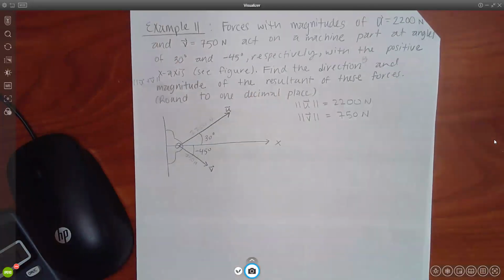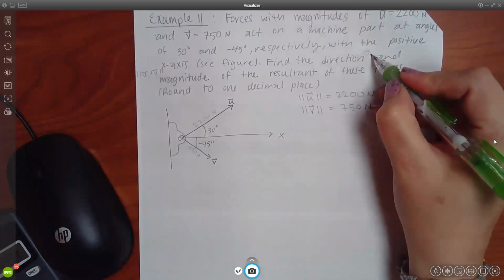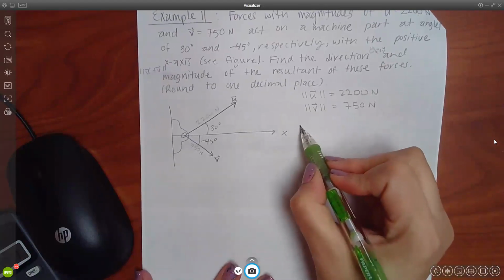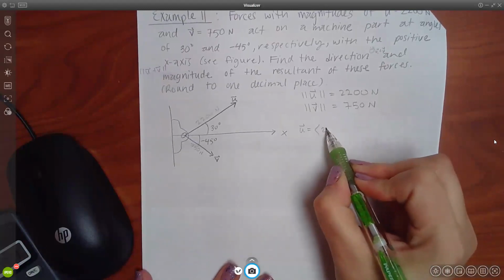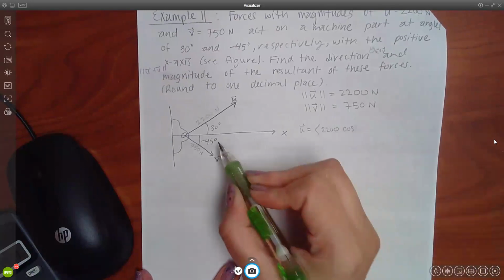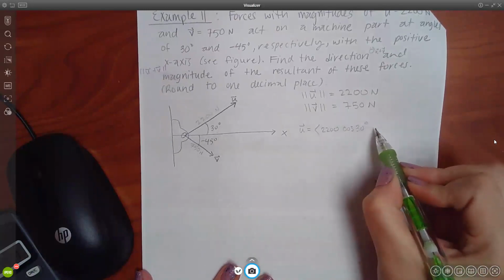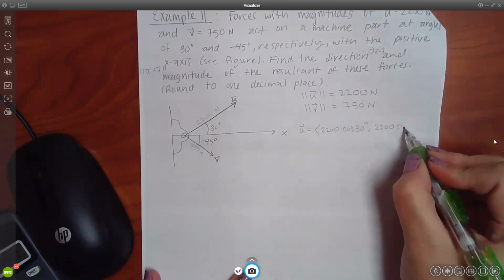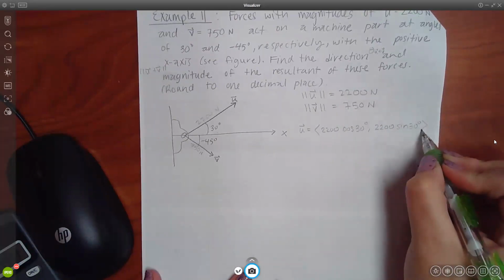That's what they're asking me to find, okay? They're asking me to find theta of U plus V, and they're asking me to find the magnitude of U plus V, okay? Well, in order to do that, I'm going to have to add U and V. And in order to add U and V, I'm going to need to know what U and V look like, right? So U is going to look like its magnitude times the cosine of that angle used to locate it, and then its magnitude again times the sine of that angle.